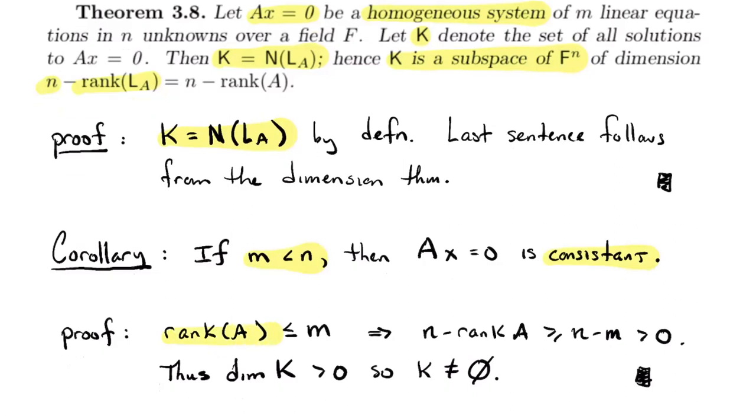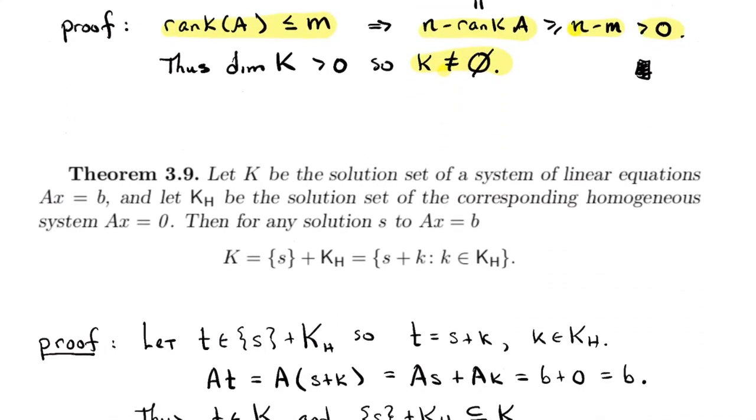Well, we know that the rank of that matrix is never more than the number of its rows or columns. So n minus the rank of that matrix is greater than or equal to n minus m, which by our assumption is positive. But we just said above that n minus the rank of that matrix is the dimension of the null space. It's the dimension of K in the notation of the theorem above. So if the dimension of K is positive, it can't be the empty set. If K is not empty, the system is consistent. Cool. So we're just summarizing, enjoying all of our work from chapter 2 and the first part of chapter 3 here.